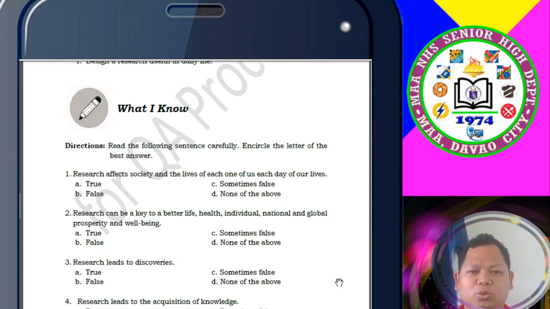Number 2. Research can be a key to a better life, health, individual, national, and global prosperity and well-being. A. True. B. False. C. Sometimes false. D. None of the above. Correct. The answer is letter A, True.